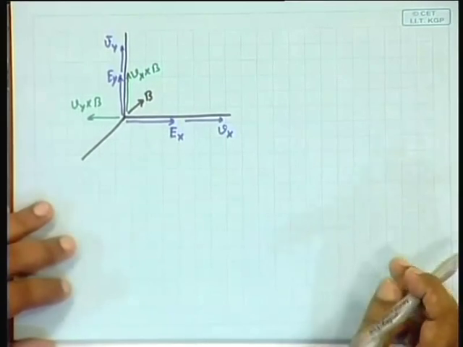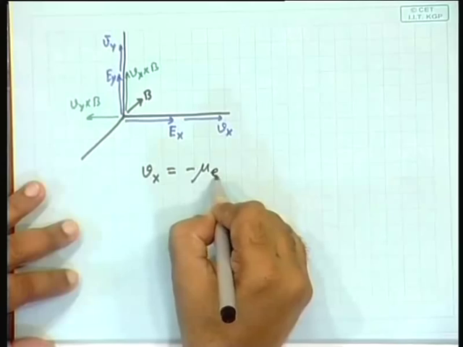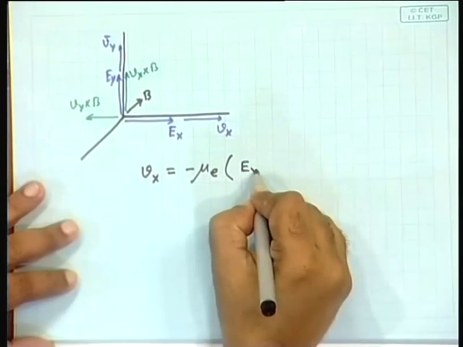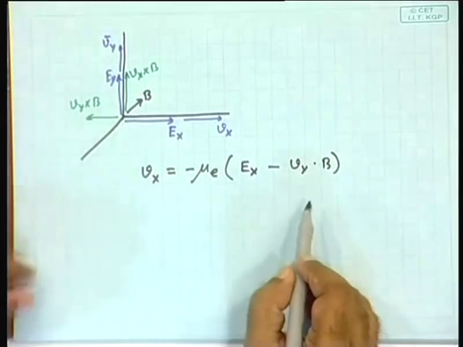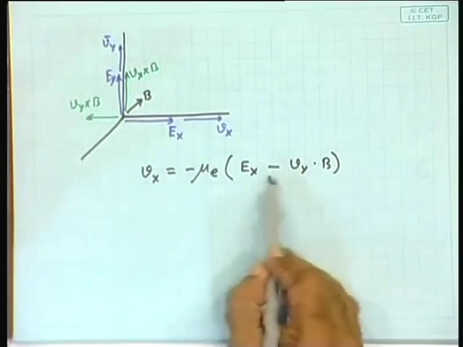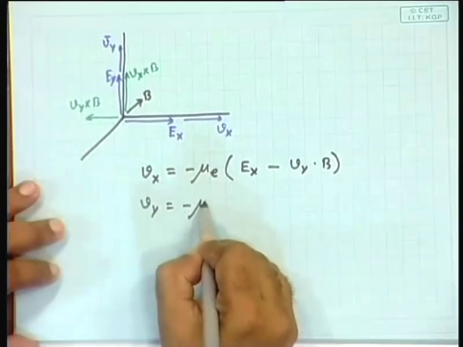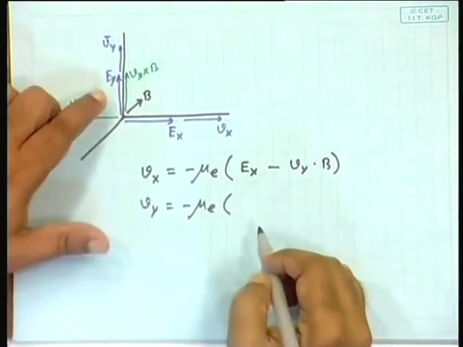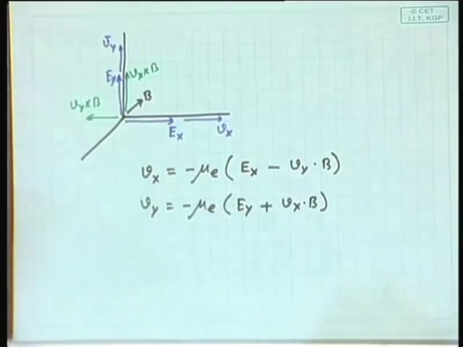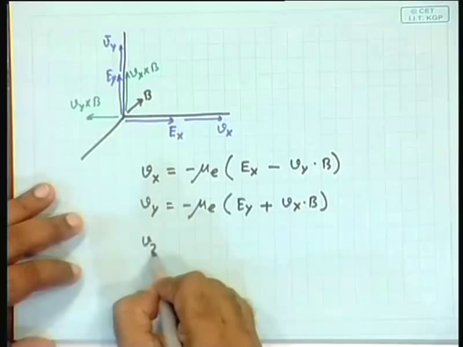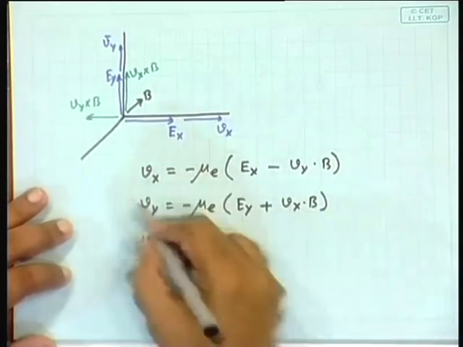Based on that, we can write V x is equal to, the way we have just written, mu times E x minus V y B, because now we are not writing vectors, we are writing just the product of the two quantities. V y is minus mu times E y plus V x B. And V z is simply, as I told you, we need not consider this. These are the two things of our interest.